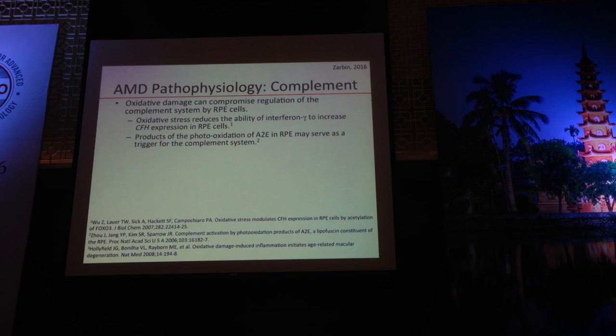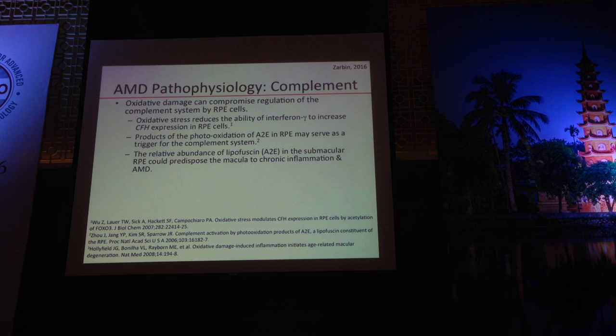And it turns out that even lipofuscin can trigger complement activation. And as we know, lipofuscin accumulation occurs with aging, and it accumulates especially intensely in the perifoveal area of people with age-related macular degeneration. So that may explain in part why the macula is preferentially affected in age-related macular degeneration.